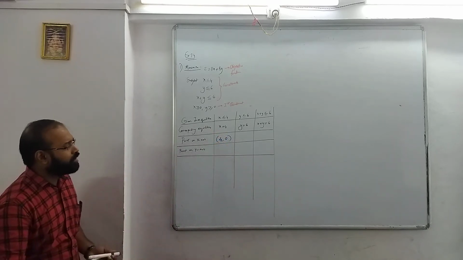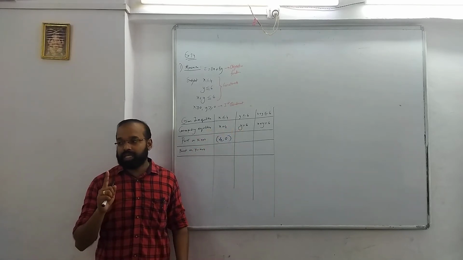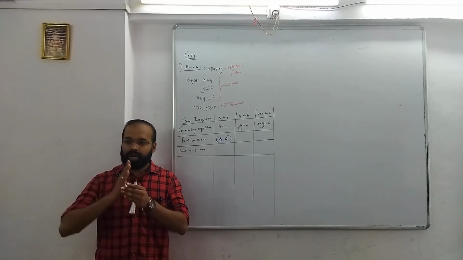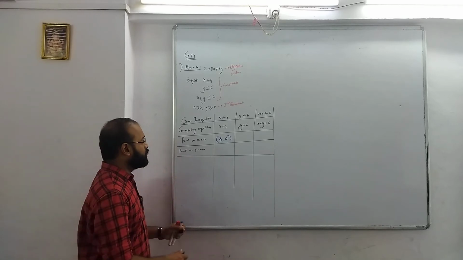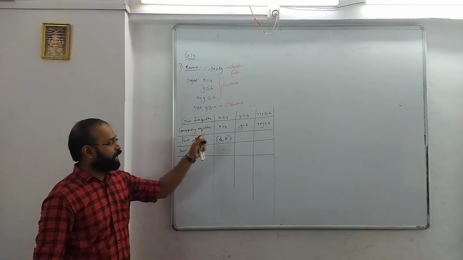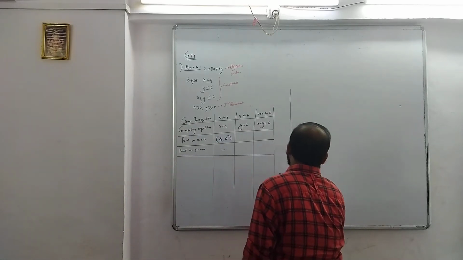Understand one thing: if there is only one variable, then the line will be parallel to an axis. The line will be either parallel to the x axis or parallel to the y axis. So this line will not have any point on the other axis. Let's see how this line will be.